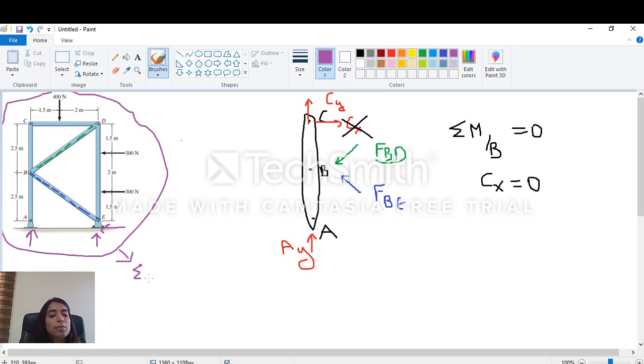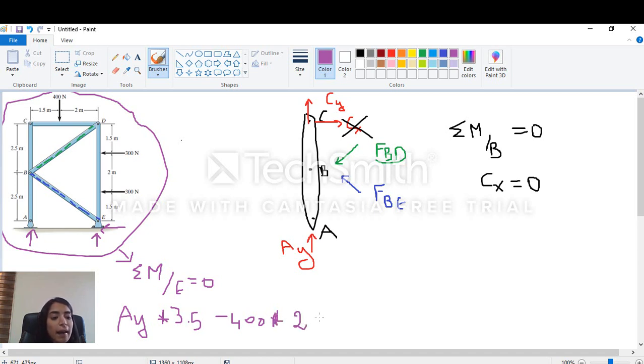So I will take this as my free body diagram, and then I will say the sum of moments around E is equal to 0, so that I get rid of these 2 reactions. Then what I will have is AY times the distance from A to E, which is basically 1.5 plus 2, 3.5. And then this 400 in the negative direction compared to AY, you can take another positive direction, times 2.